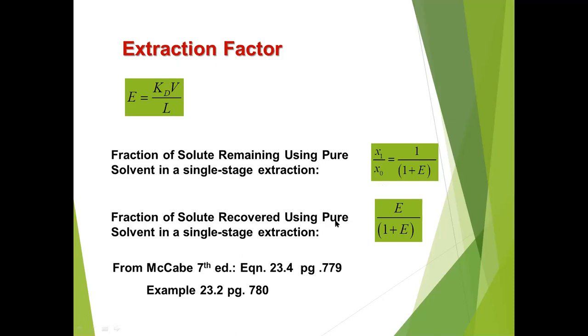So the opposite of this one, this is the formula: E over 1 plus E. Now, in McCabe 7th edition, because I'm not sure with the other edition, this is found in equation 23.4, page 779. The use of these equations is seen in example 23.2, page 780.